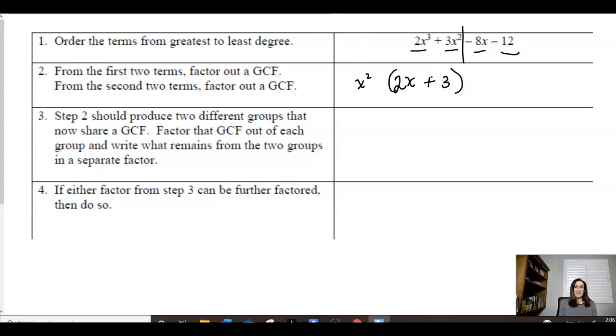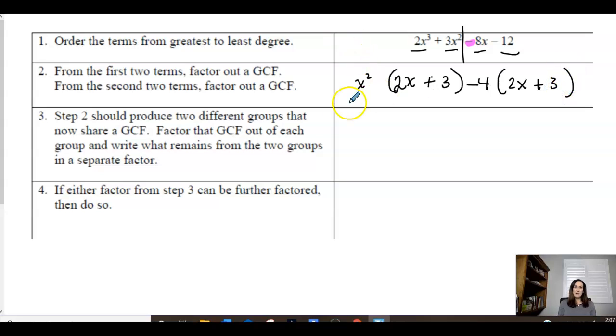Now, I will give you a hint. If you have a subtraction here, you always factor that subtraction out. So I'm going to take out the subtraction, and then I have an 8 and a 12, and I know that 4 goes into both of those, leaving me -4 into -8 is positive 2x. -4 into -12 is positive 3.